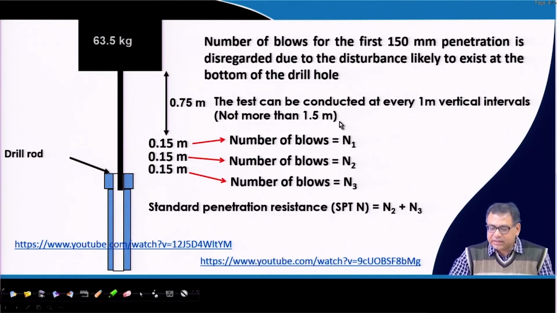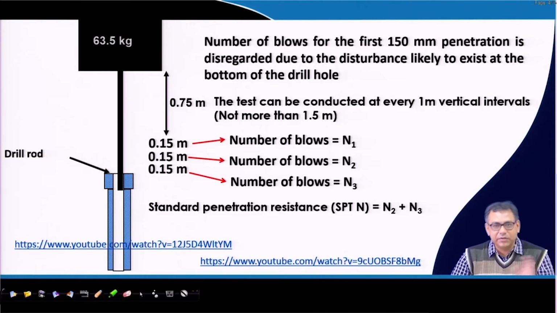This test can be conducted at 1 meter intervals, but not more than 1.5 meter intervals. The advantage is that we will get the N value, and that N value we will later use to determine the soil properties.